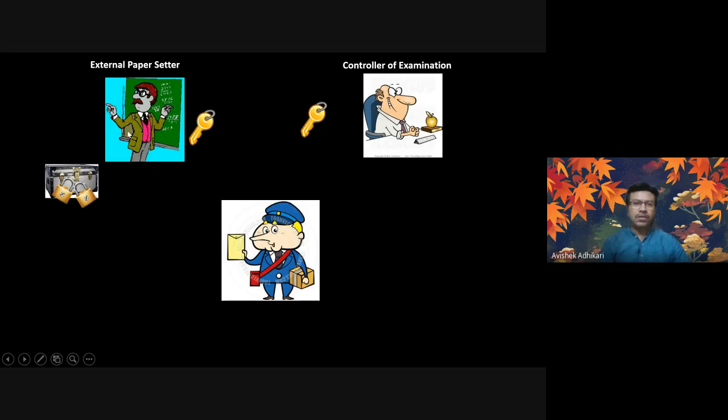Now the paper setter has the key to open the lock. So he will open this lock and he will again send it back to the controller of examination. Now the controller of examination has his own lock and key to open this and to get the question paper.